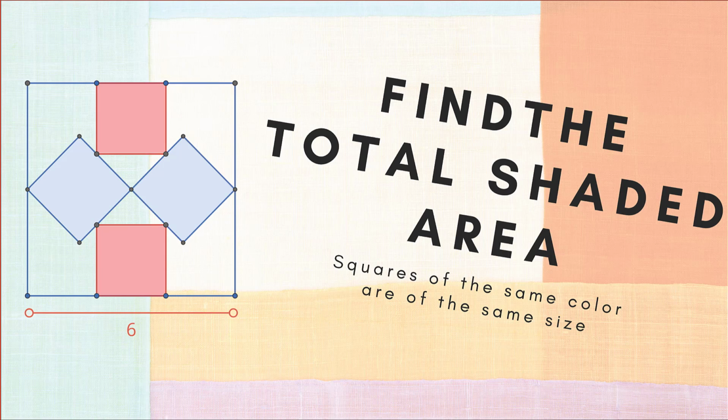In this video we're going to discuss the following problem. We have a big square of side length 6, and inside it we have two blue squares and two red squares. We assume that squares of the same color are the same size, and we would like to compute the total area of the shaded region, which is the total area of the two blue squares and the two red squares.